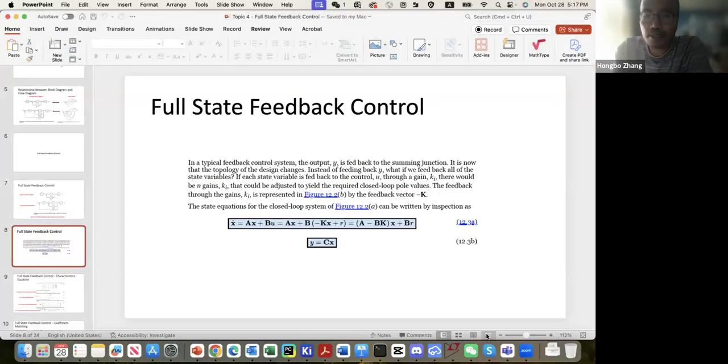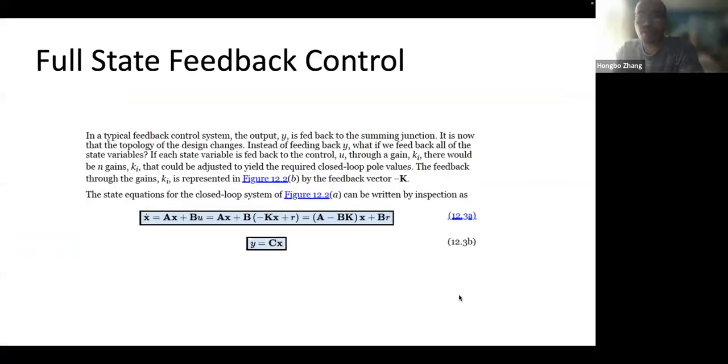Alrighty, welcome everyone. Today is our continuation based on the last class. Last class we have been going here, right? We call full state feedback. This is about the main knowledge point of topic 4.